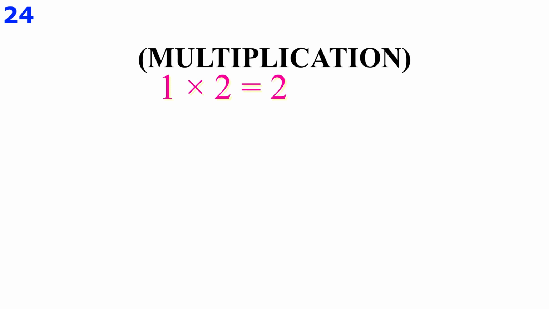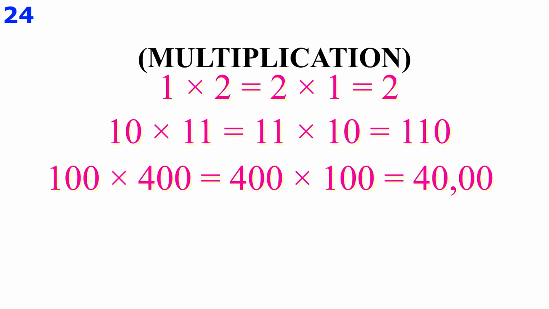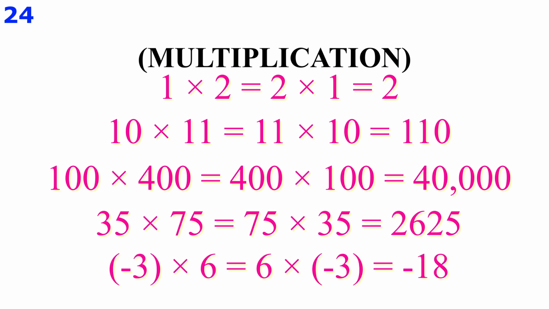1 into 2 equal to 2 into 1 equal to 2. 10 into 11 equal to 11 into 10 equal to 110. Next, 100 into 400 equal to 400 into 100 equal to 40,000. 35 into 75 equal to 75 into 35 equal to 2625. Next example, minus 3 into 6 equal to 6 into minus 3 equal to minus 18.